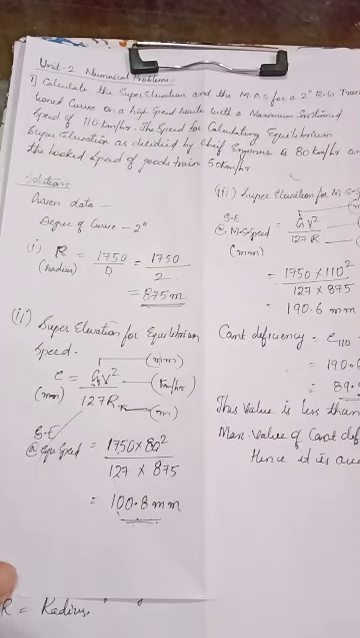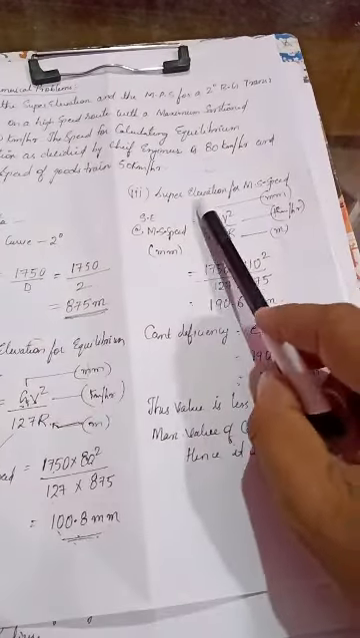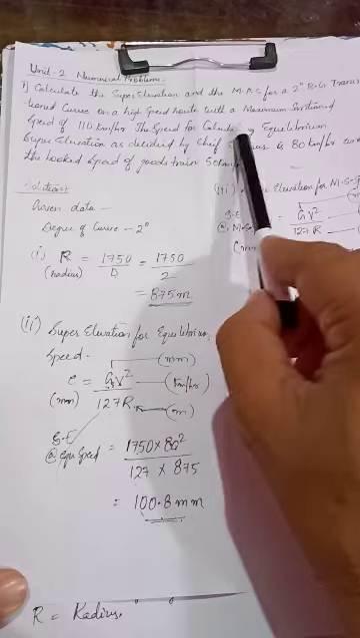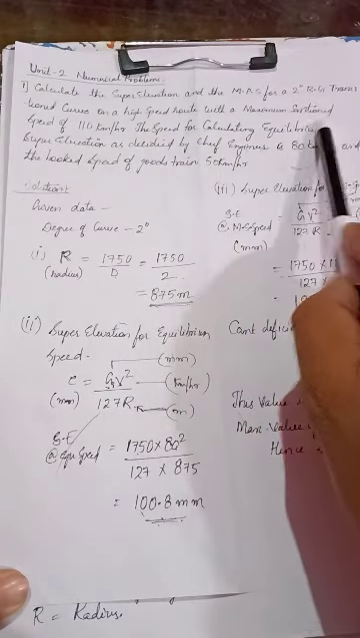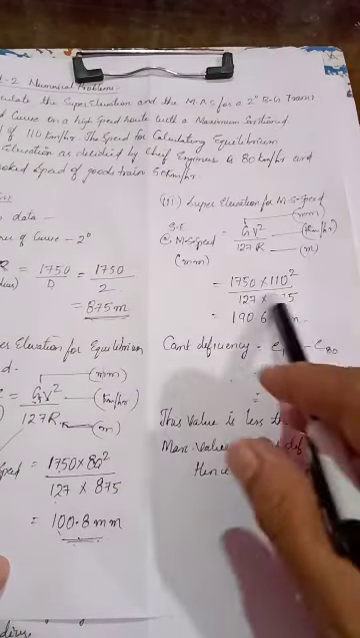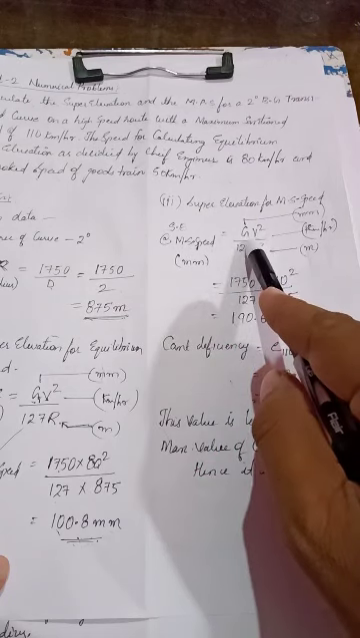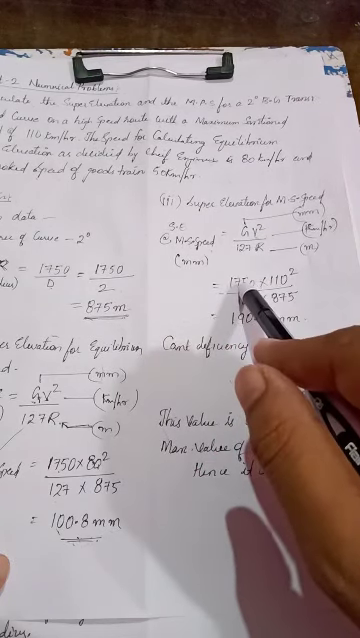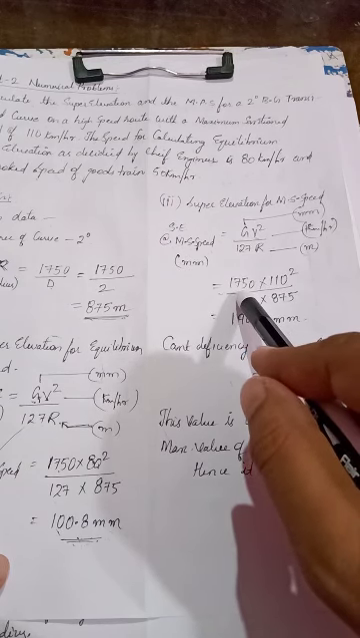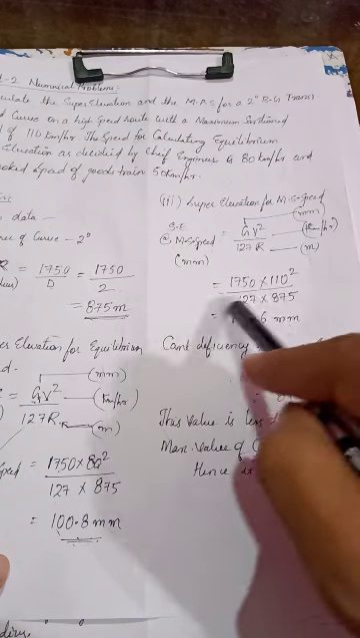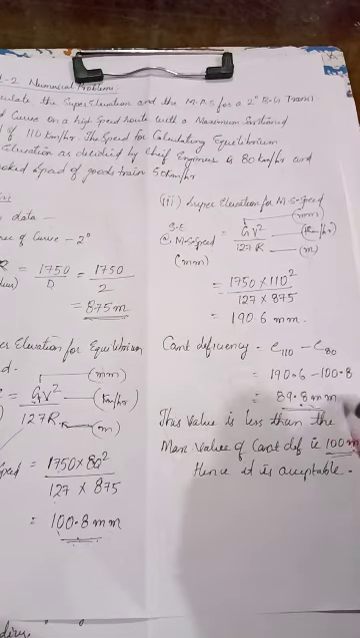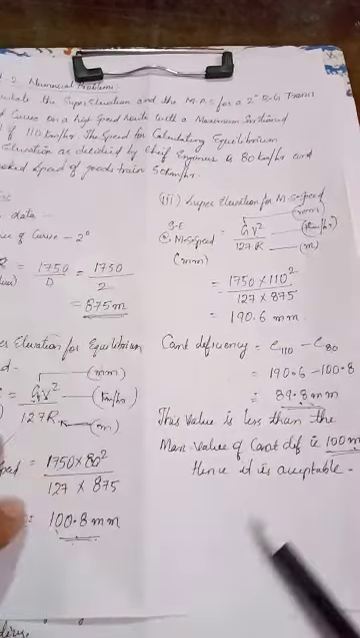Now let us move to the third step, which is calculation of super elevation for maximum sanction speed. It is already given: a high speed route with a maximum sanction speed of 110 km/h. So again, same formula, G into V square by 127R. As we know, the dynamic gauge for broad gauge is 1750. So 1750 into 110 square by 127 into 875. The value stands at 190.6 mm.